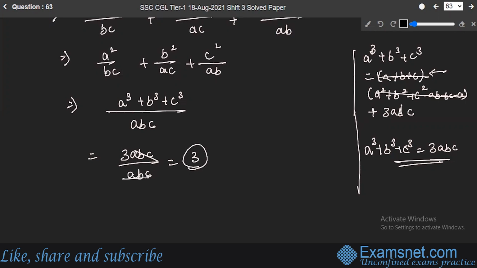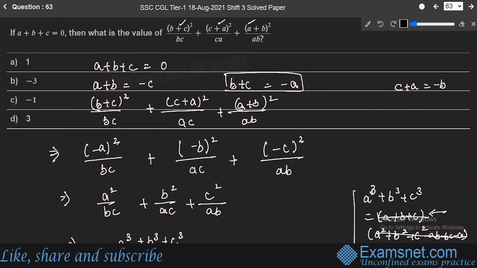Hope you are clear with this. So option D is the correct answer to the question. Hope you are clear. Let's move to the next question, 64.